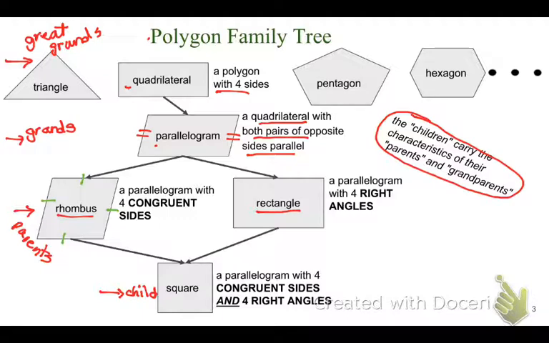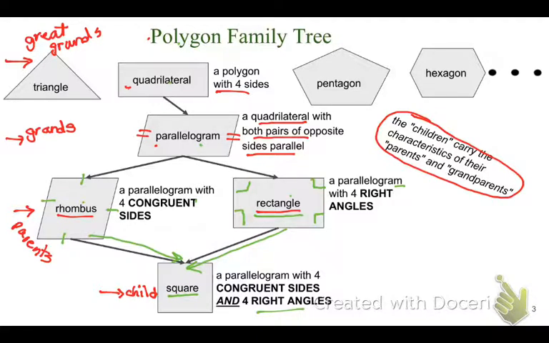And similarly, over here, the rectangle is a parallelogram with four right angles. Notice it didn't say anything about the sides, it just says four right angles. So the sides can be any length as long as the opposite sides are parallel, and it has four right angles. So below that, the lowest on our list, the child, is the square. And the square has four congruent sides, which it inherited from the rhombus, and it has four right angles, which it inherited from the rectangle. So the square has the characteristics of both the rhombus and the rectangle, as well as a parallelogram and a quadrilateral and a polygon.